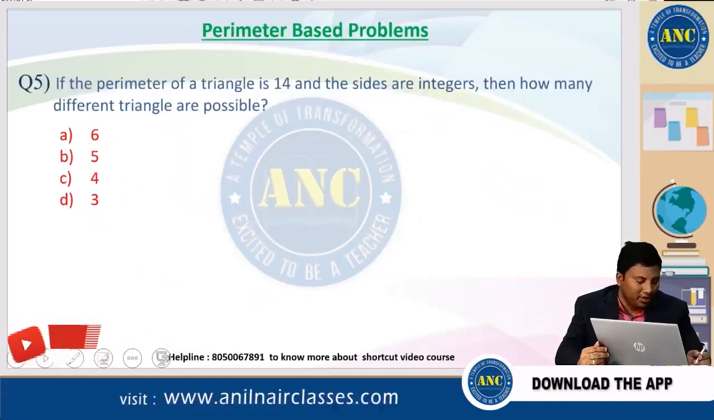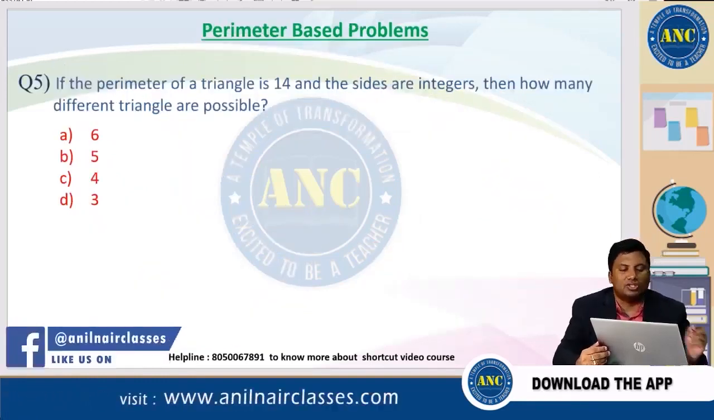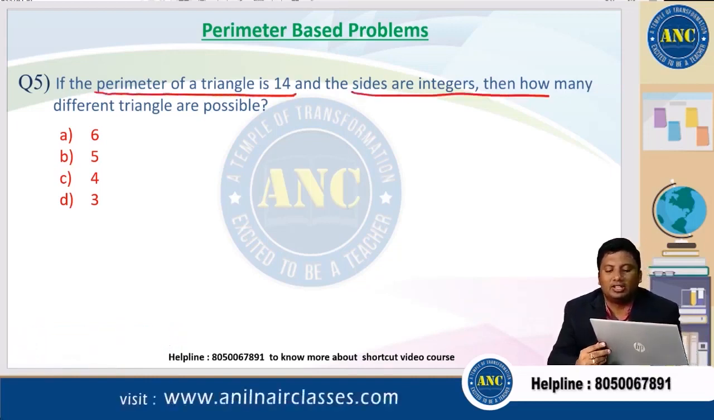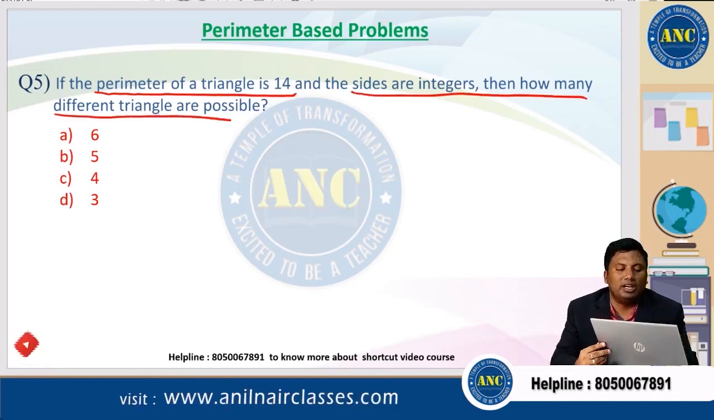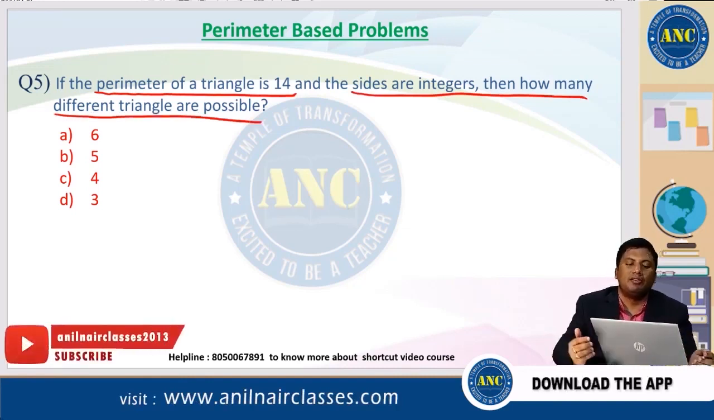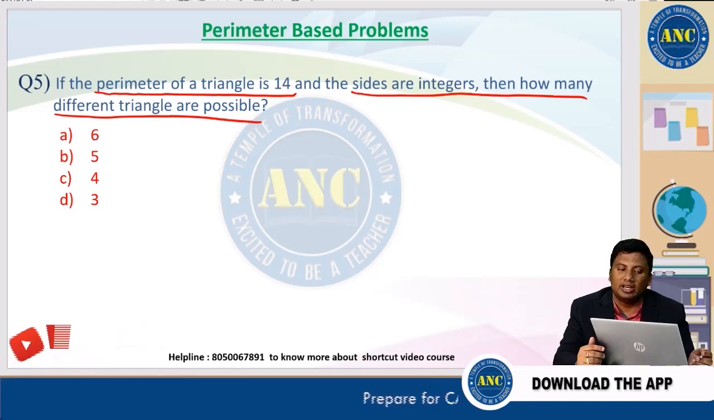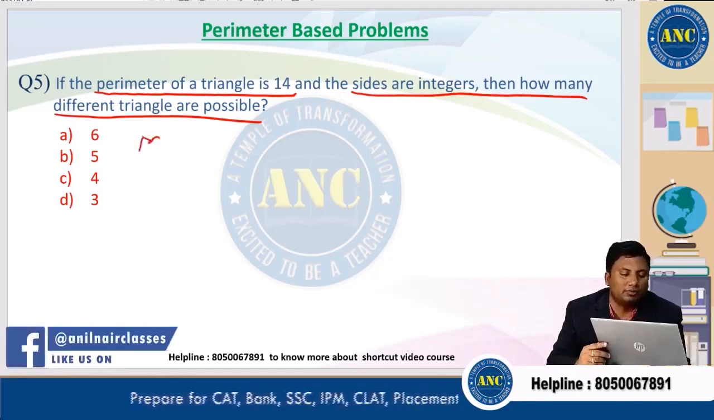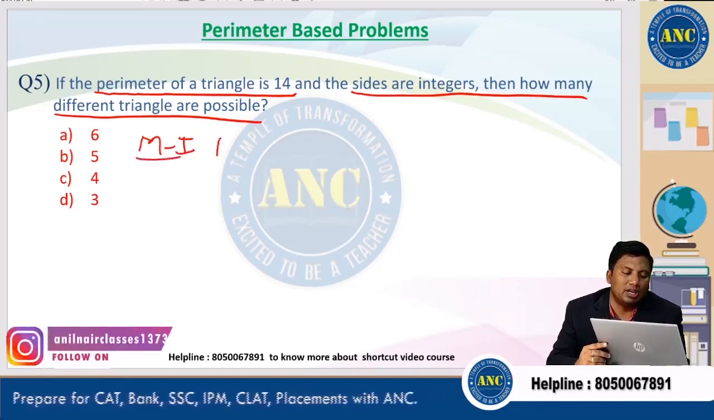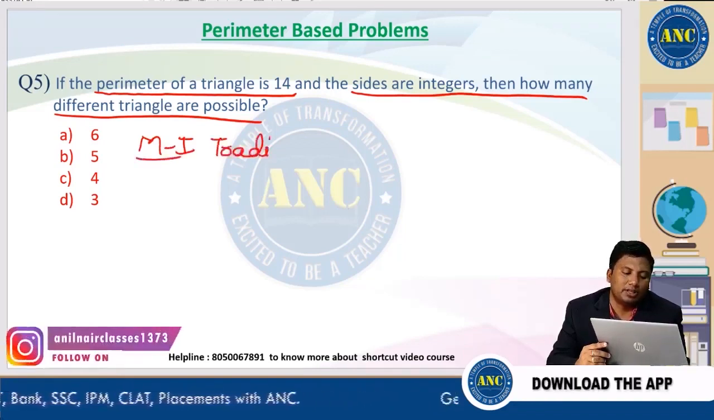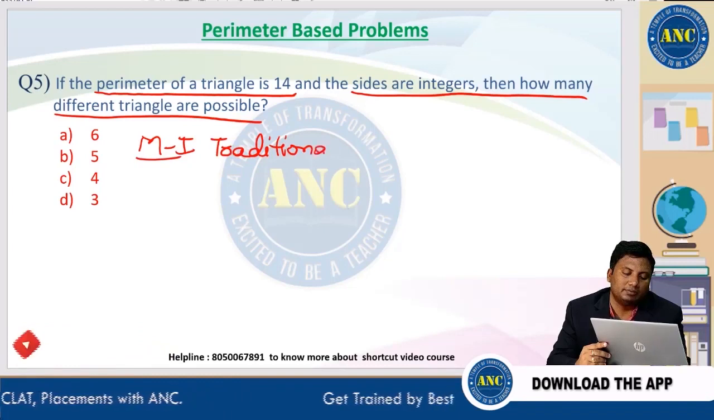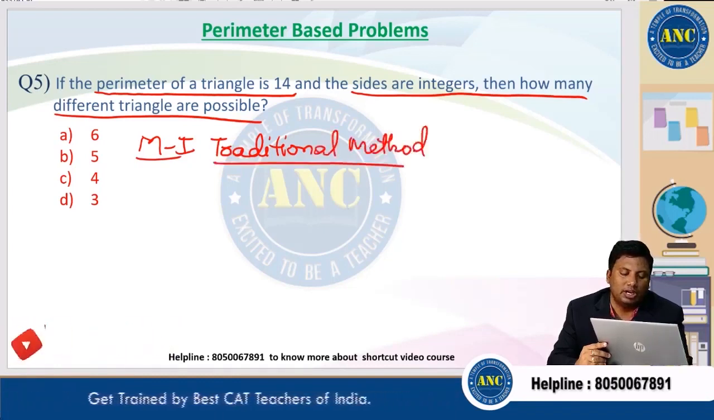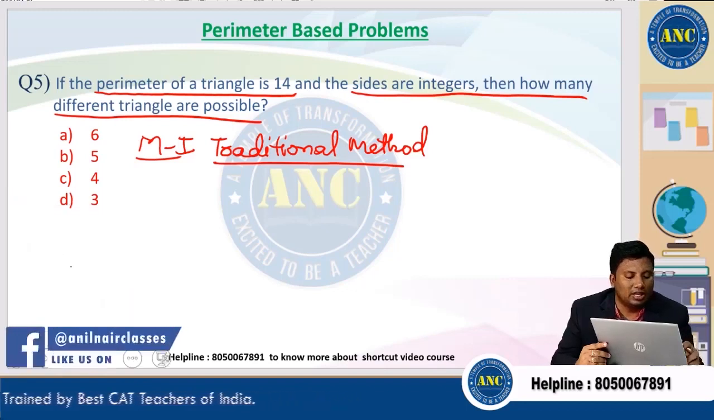Question number 5, Balram, this is what you have asked. If the perimeter of a triangle is 14 and the sides are integers, how many different triangles are possible? First we will discuss the traditional method, then we will discuss the direct approach. Method 1, traditional method. What is a traditional method?